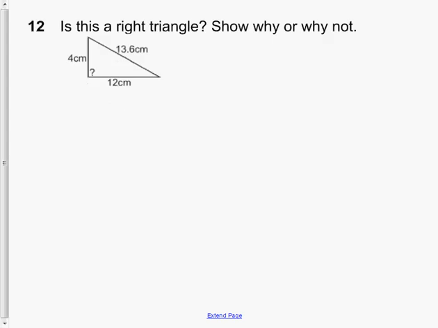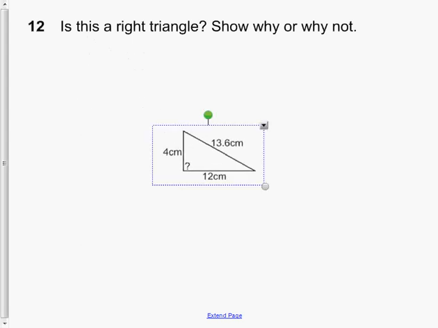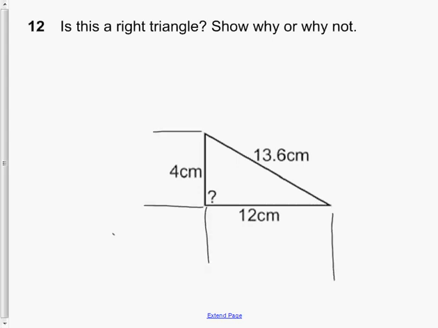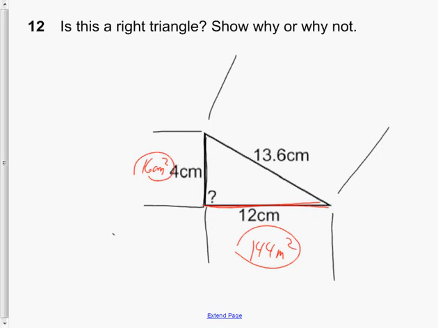All right, question 12. Is this a right triangle? Show why or why not. Okay. So I'll make it a little bit bigger. If we look at this question, we're given three side lengths, and if it is a right triangle, then it should follow Pythagorean theorem, which means the area, this is the side length, 4 centimeters, so this area here will be 16 centimeters squared. And if this is the side length, and this is the right triangle, this should be 144 meters squared.